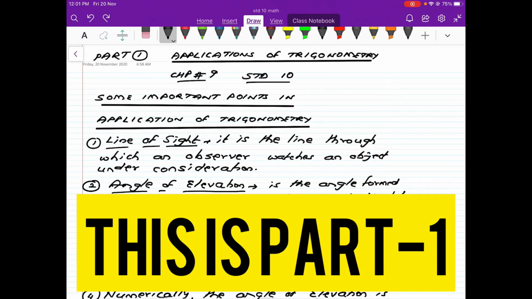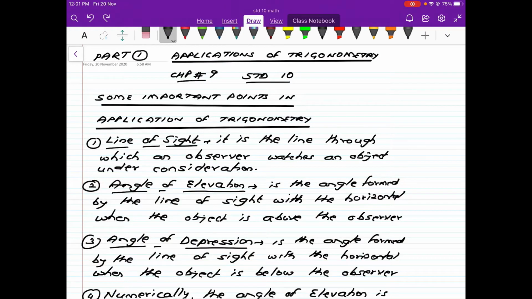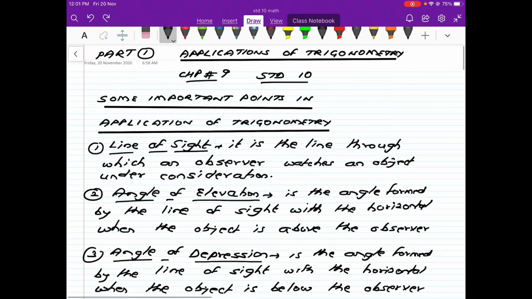This is part 1 of a new chapter called Applications of Trigonometry. Whatever we have learned in the first chapter of trigonometry has to be applied, and these are used for finding the heights and distances of structures. Height of a tower, height of a hill, how far the ship is away, all these things can be done with applications of trigonometry. In this, first we should know some basic things.